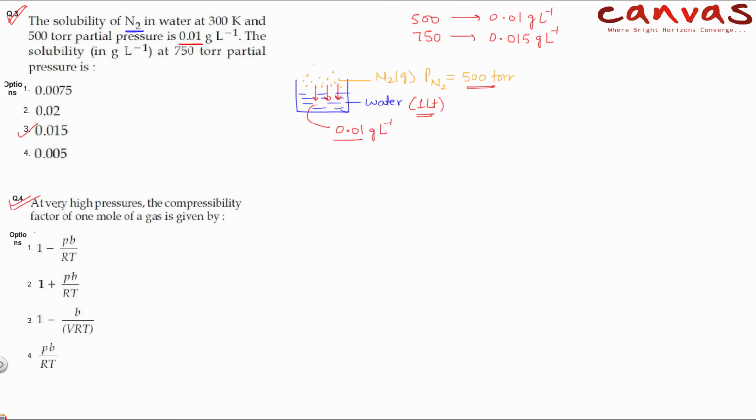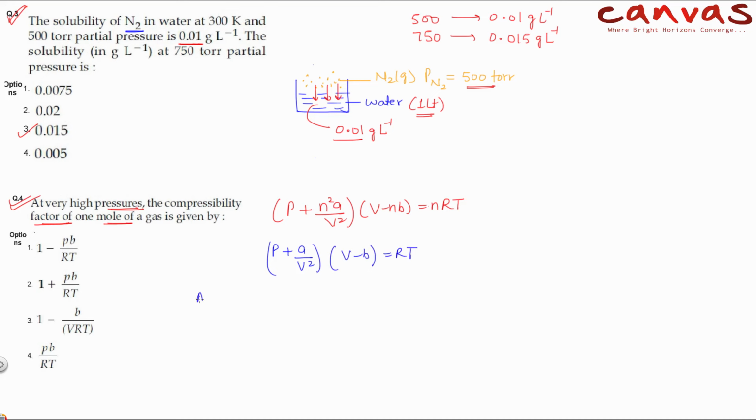Now the fourth question, at very high pressures, the compressibility factor of 1 mole gas. So let's just start with the van der Waals equation, that is P plus n square A upon V square into V minus NB is equal to nRT. Now since it is 1 mole, so you can just write it as P plus A upon V square into V minus B is equal to RT.